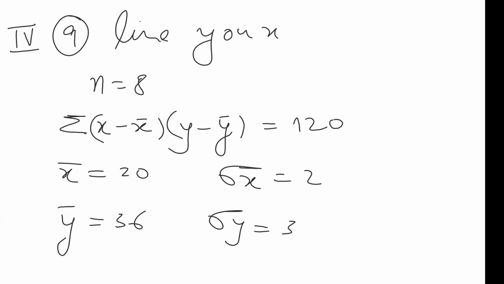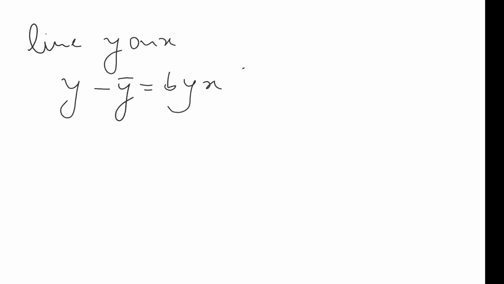We'll start with the solution. Line y on x indicates y depends on x. Okay, so equation of line y on x is nothing but y minus y bar equals byx into x minus x bar. That is equation number 1. Okay, we know the value of x bar and y bar. We are just supposed to calculate the value of byx.